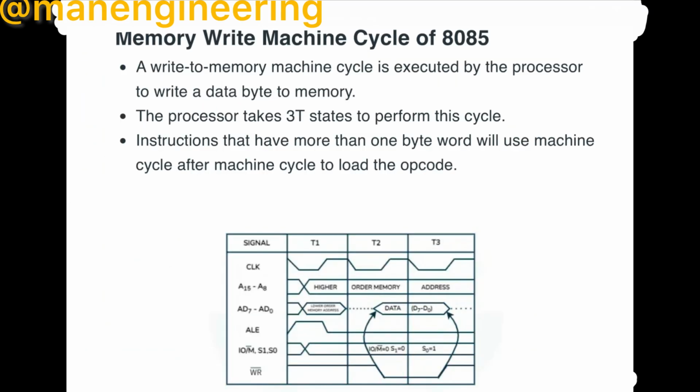Memory write machine cycle of 8085. A write to memory machine cycle is executed by the processor to write a data byte to memory. The processor takes 3 T states to perform this cycle. That is an important point. Instructions that have more than one byte will use machine cycle after machine cycle. The diagram is shown on that page, 3 states.